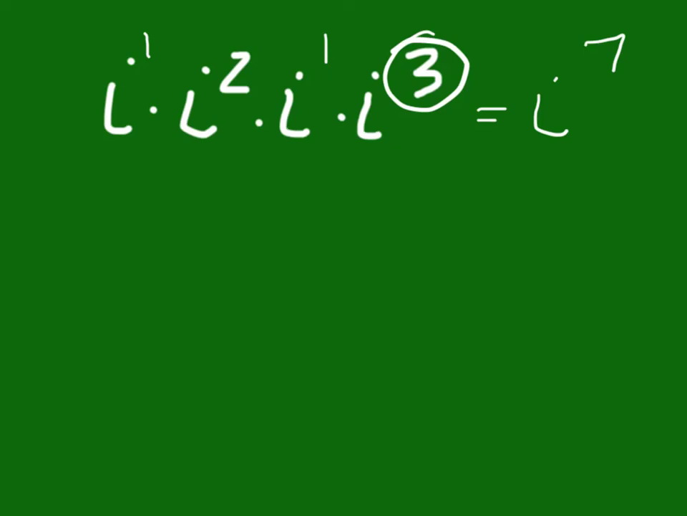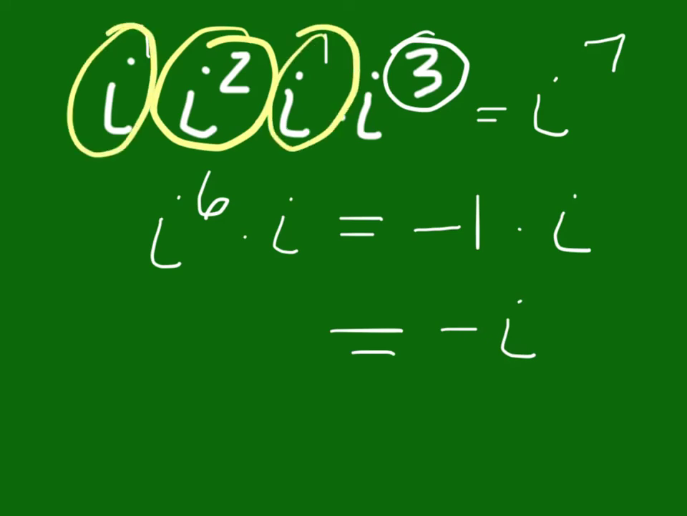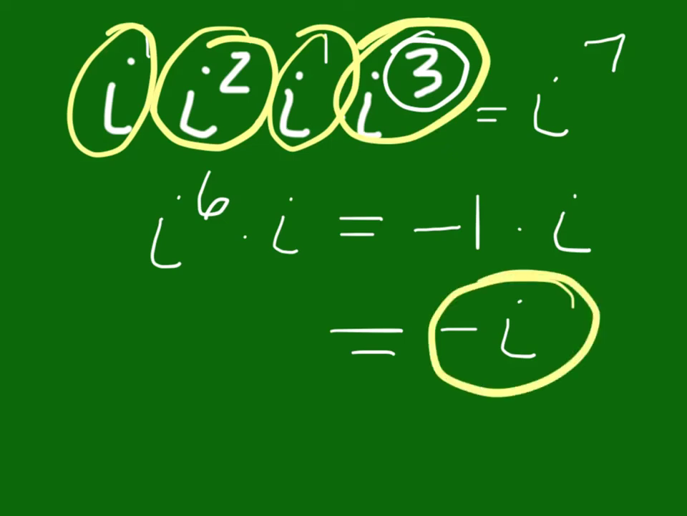Pick out something that you already know. The one I'm going to pick out is I to the 6th. So I'm going to go I to the 6th times I. I know that I to the 6th is negative 1, and if I multiply it by I I just get a negative I. The other way to go about it would be this. You know that's a negative 1. You know these two combined are a negative 1. Negative 1 times negative 1 is 1. And you know that I to the 3rd is negative I.